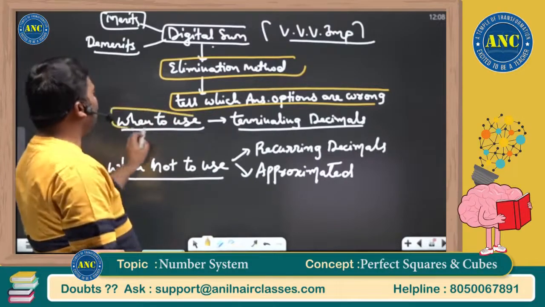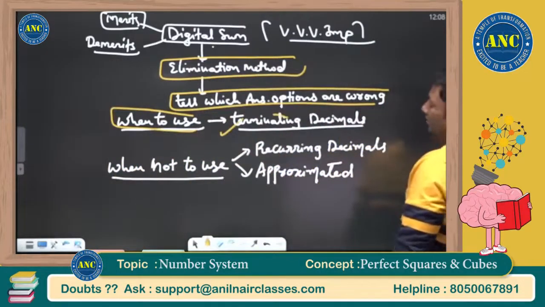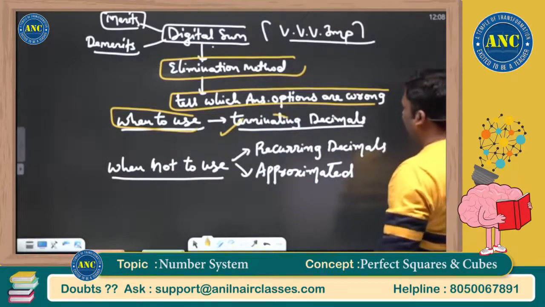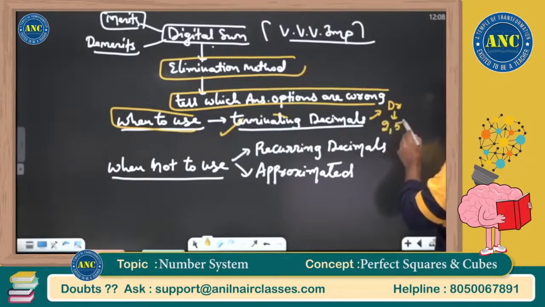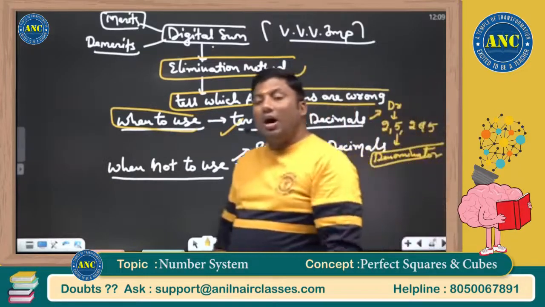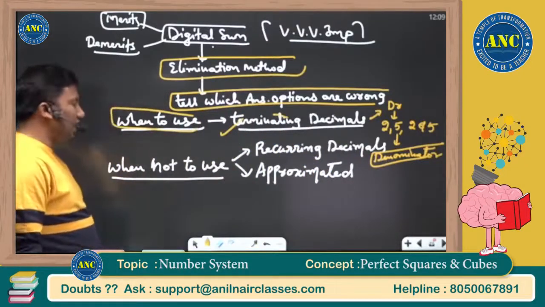When to use digital sum? Digital sum is used for all the values when it is a terminating decimal. Now please make a note of it. What is a terminating decimal? The denominator can take either powers of 2, or 5, or 2 and 5. Only if you can express the denominator as a power of 2, a power of 5, or a power of 2 and 5, then it will result in a terminating decimal. Otherwise, it is a recurring decimal.